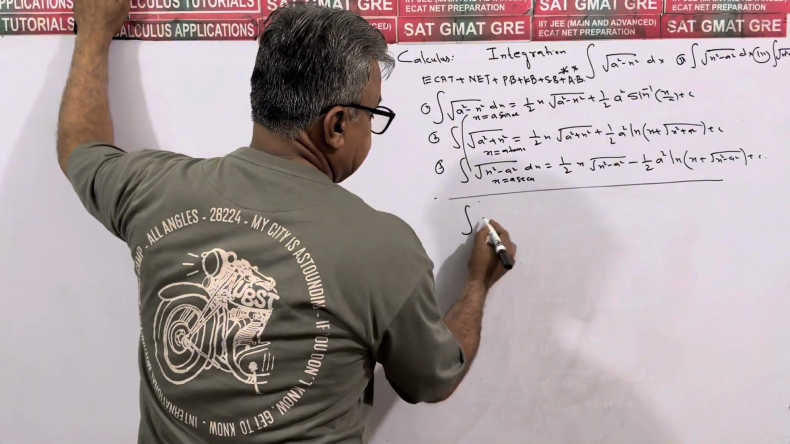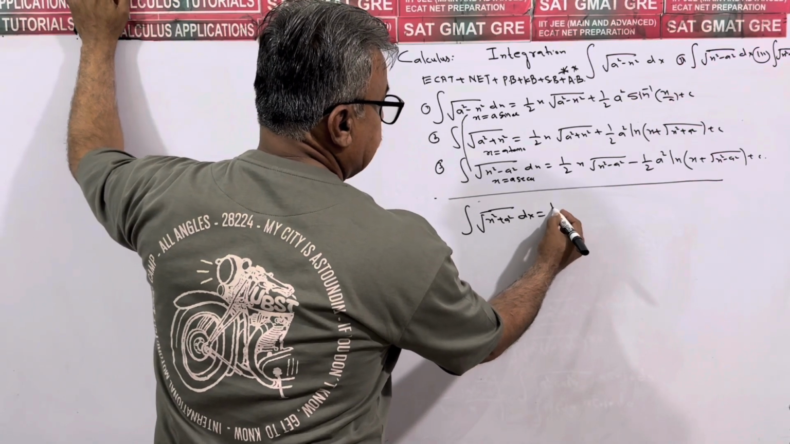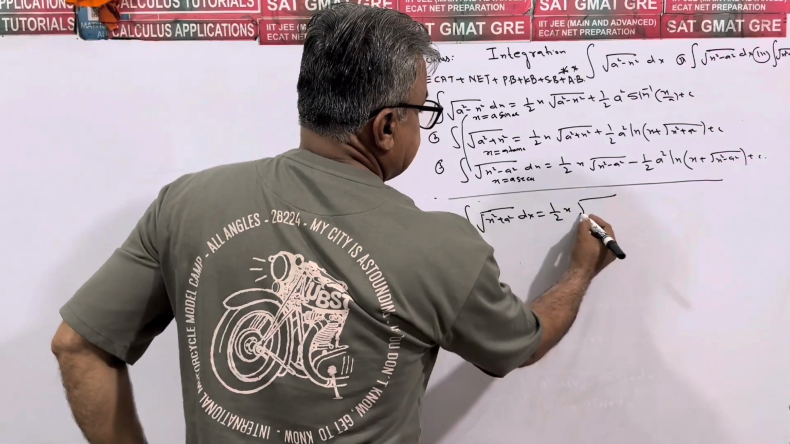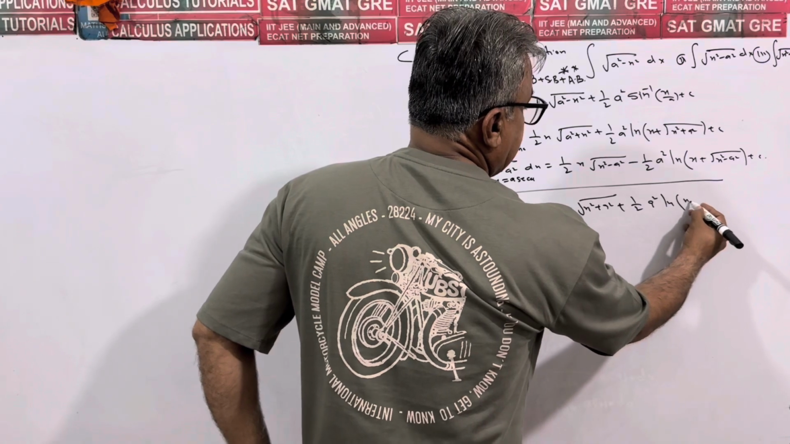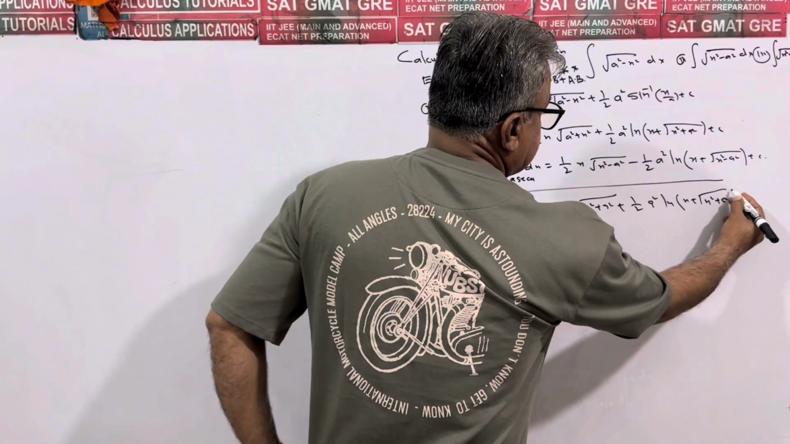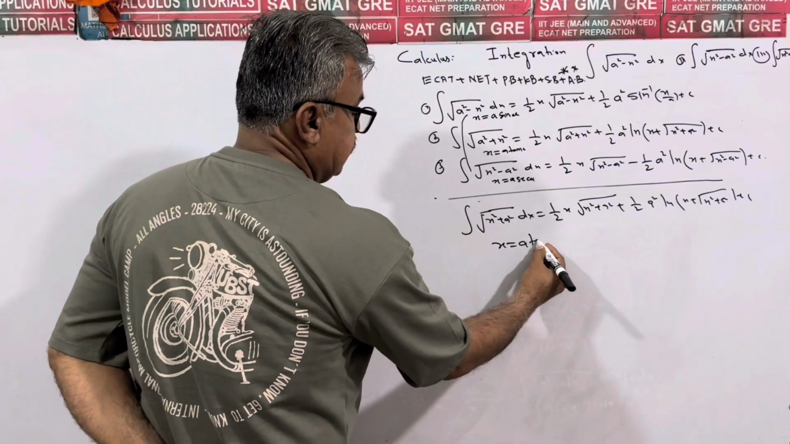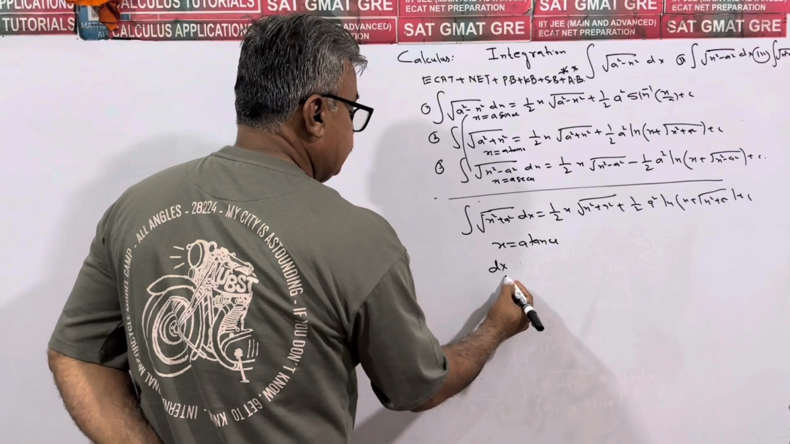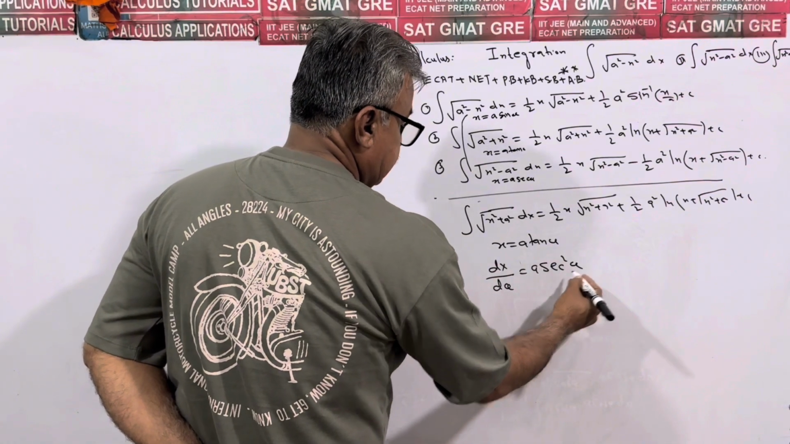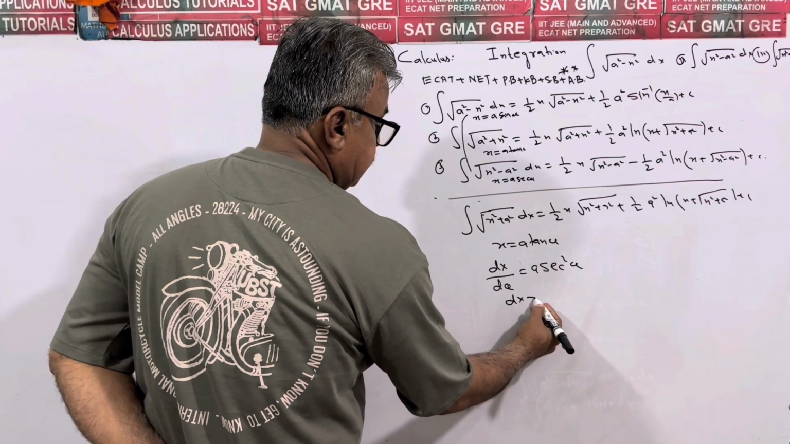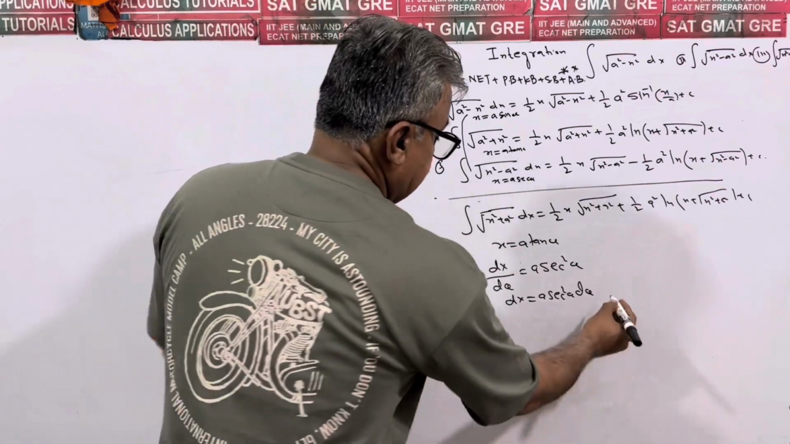Integral of root x square plus a square dx is equal to 1 over 2 times x root x square plus a square plus 1 over 2 a square ln of x plus root x square plus a square plus c. Okay, cool. Assume x is equal to a tan theta. Differentiate with respect to theta: dx over d theta. Differentiation of tan is sec square theta. Find the value of differential dx. It is a times sec square theta d theta.